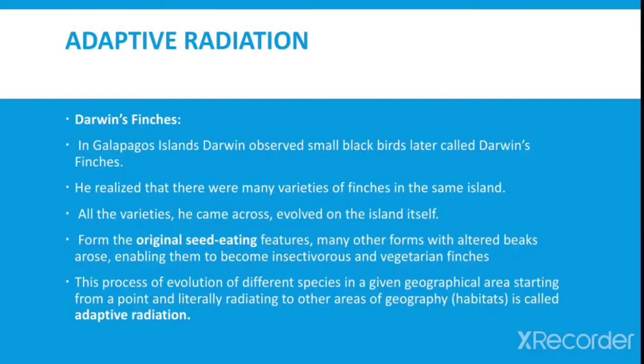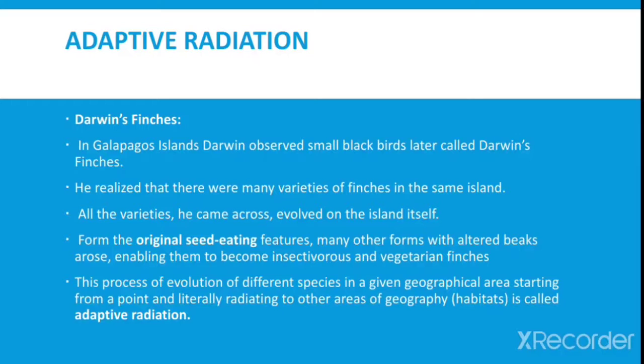Then we come across adaptive radiation. Adaptive means the structures they are modifying for a particular habitat. A very good example of this is that of Darwin's finches. In Galapagos Islands, Darwin observed small black birds which were later known as Darwin's finches.